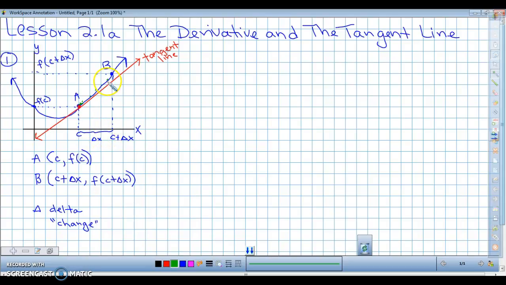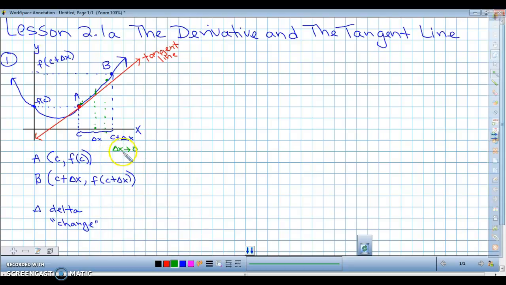If we move point B to here, then now C plus delta x is there, which made delta x shorter. If we move it here, C plus delta x is sitting right here, which made that even shorter. So this distance keeps getting closer and closer and closer. So what is it getting closer to? Well, it's getting closer to nothing. It's getting closer to 0.